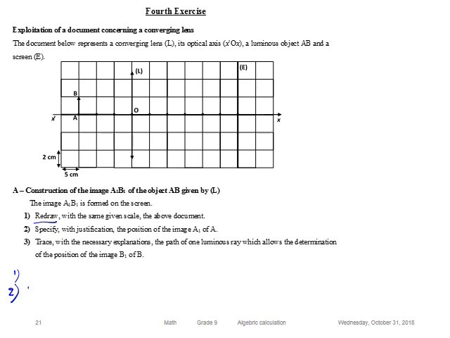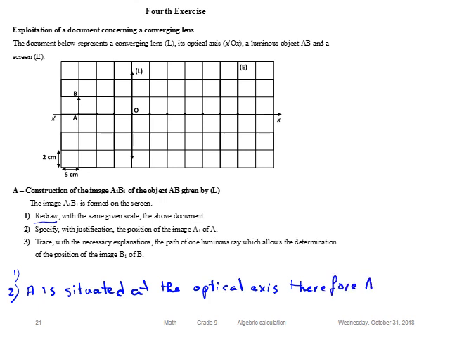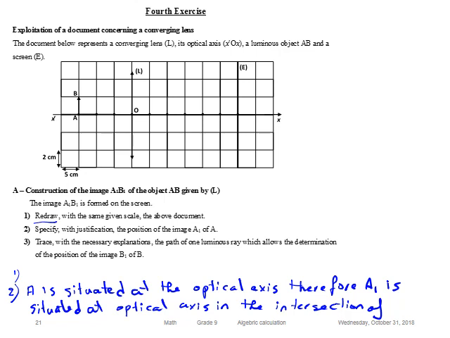So A is situated on the optical axis, therefore A1 is situated on the optical axis and at the intersection of the screen E and the optical axis.